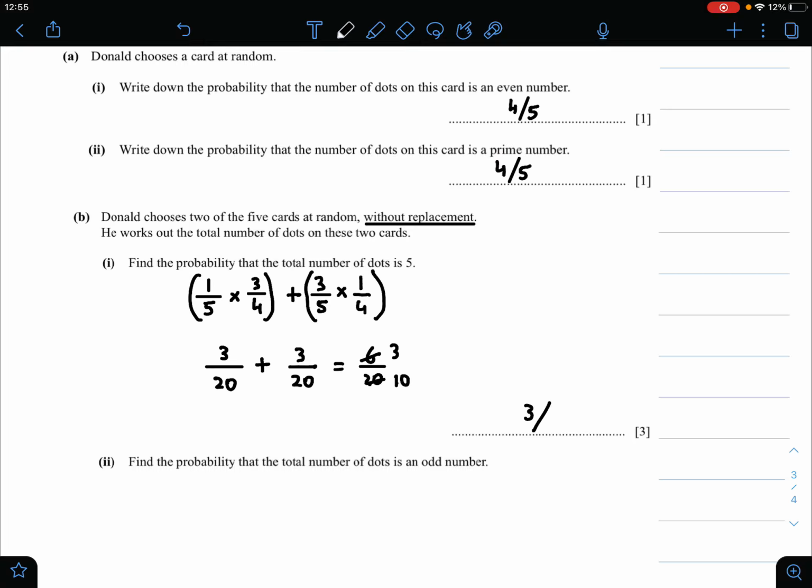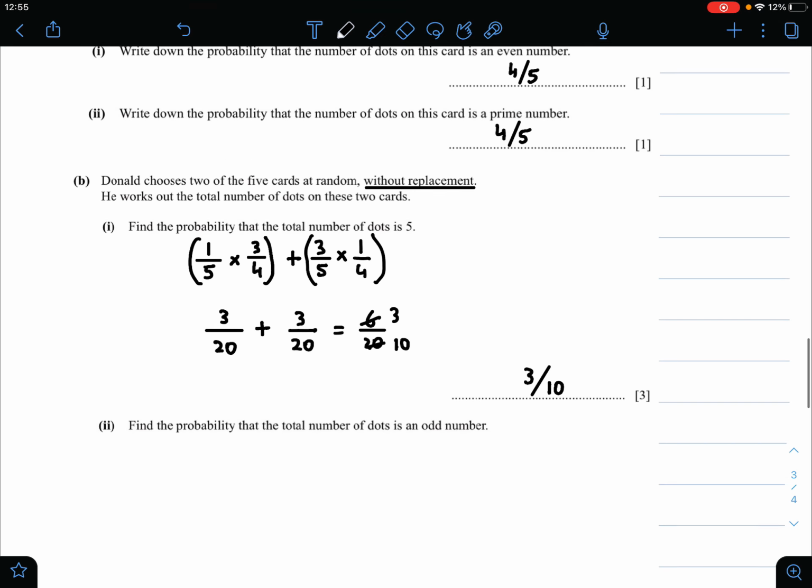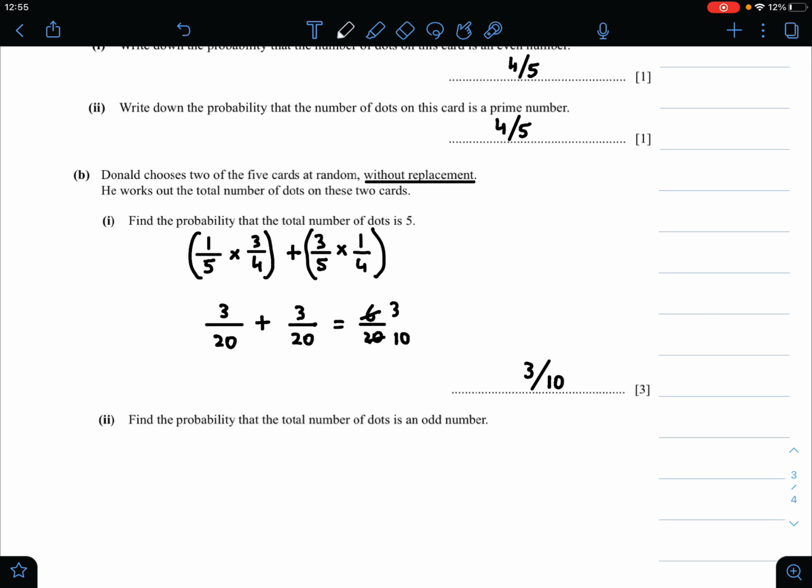As I said before, you can either show your working like this, or you can simply show either one scenario and multiply it by 2. So you wouldn't have to show this part. You would simply multiply this by 2. You can do it either way. Now let's move to part B2, where they are asking us to find the probability that the total number of dots is an odd number.